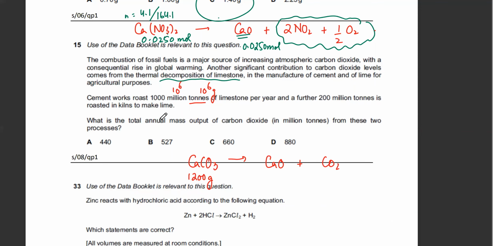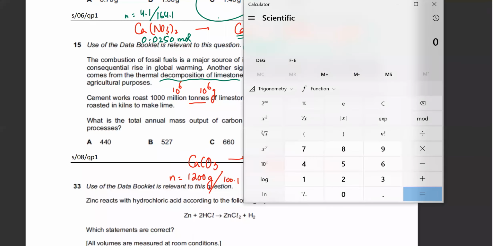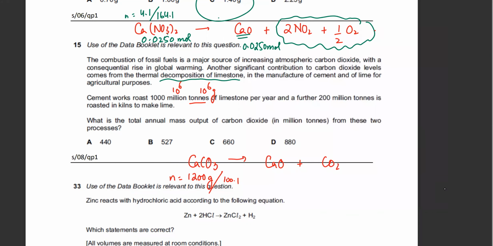He's asking, what is the total annual mass output of carbon dioxide? So we're looking at the mass of carbon dioxide. First I can find the moles of limestone. Moles would be mass divided by MR. The MR is 40.1 plus 12 plus 16 times 3, which gives me 100.1. So that's going to be 1200 divided by 100.1, and I get 11.99 moles.